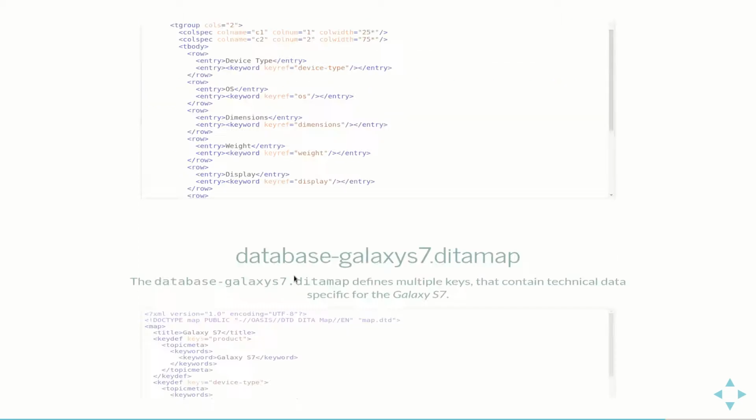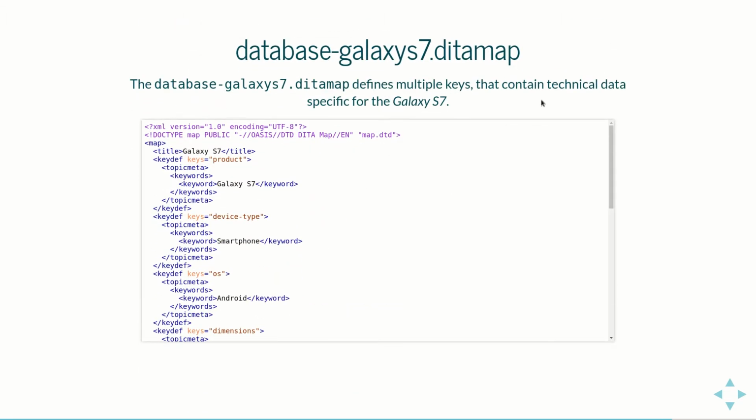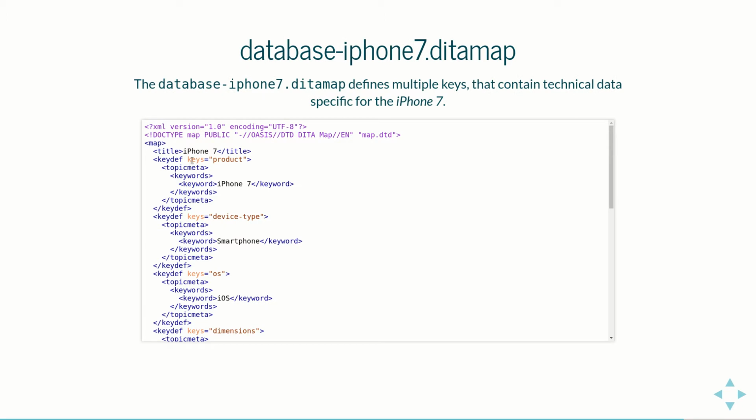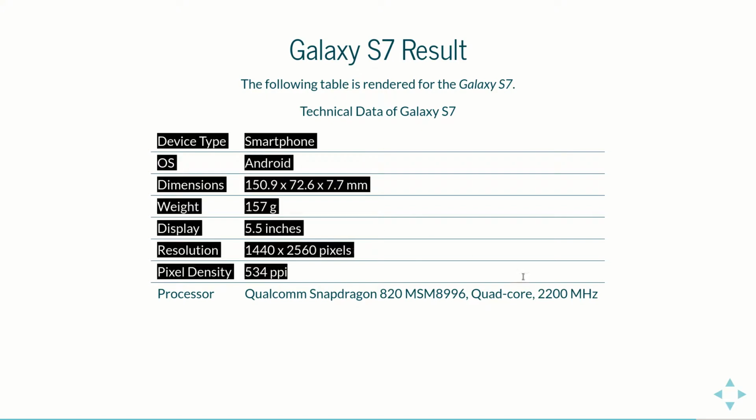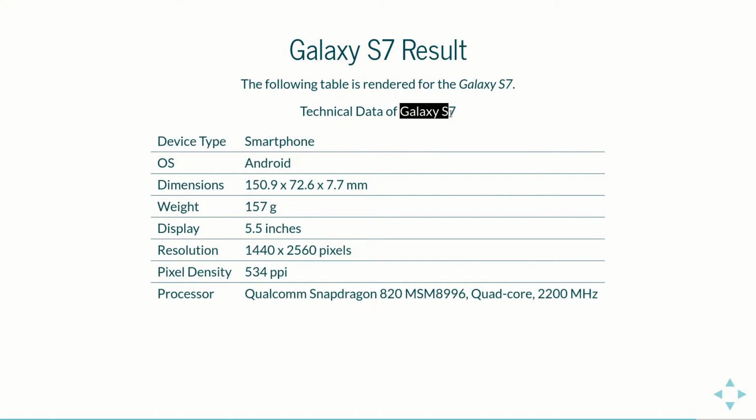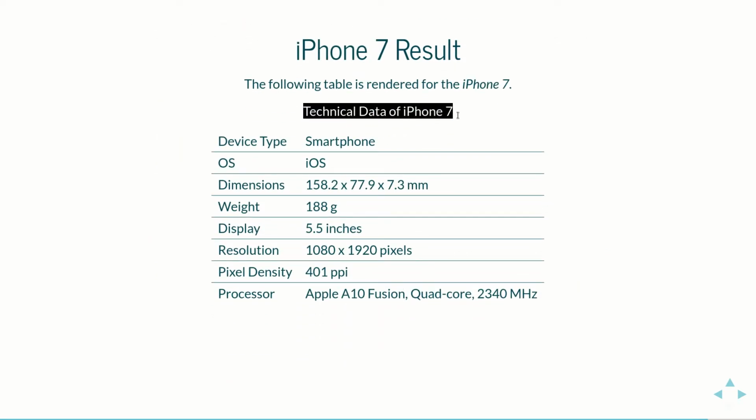And so forth. And we have another database DITA map for our second product, the iPhone 7. And here we define the same keys and ensure that the keywords are replaced. So this is the rendered result when we publish this DITA map. The technical data here from the Galaxy S7 database map, and here with the technical data of the iPhone 7 from the second DITA map.